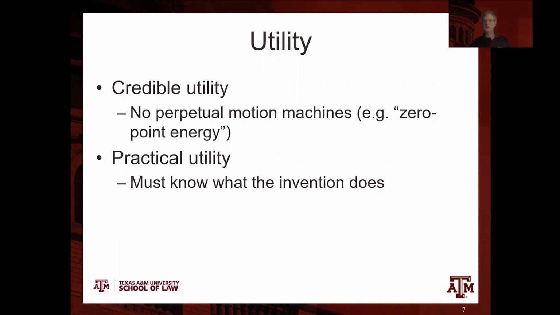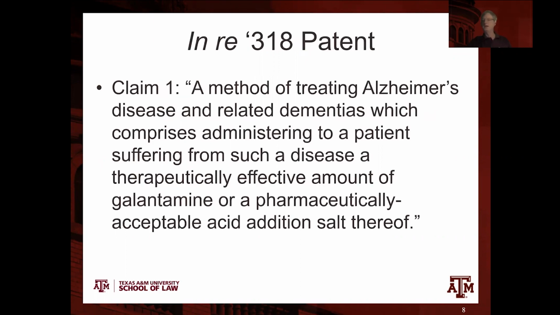But you can't claim a patent on a genetic sequence if you don't know what it does. And so that's a significant limitation on patenting in the biotech field. Practical utility, you must know what the invention does. And so that's what we see in the case involving the 318 patent.